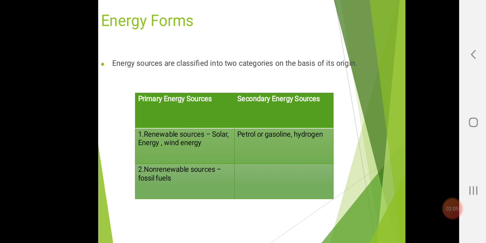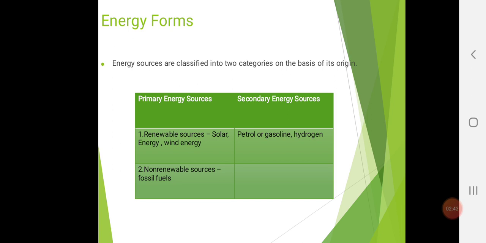Today's first point is energy forms. Everyone knows energy means it's a capacity to do work, and to do work we need energy in form of heat, power. So how do we get this energy and how is it classified? Energy sources are classified into 2 categories on the basis of its origin. First one is primary energy resources and secondary energy resources.